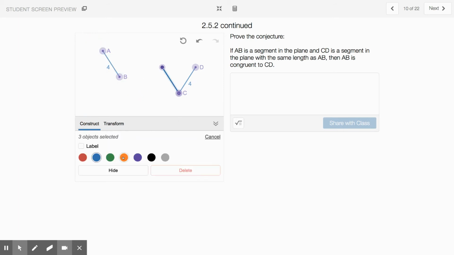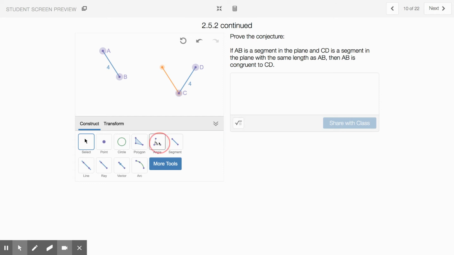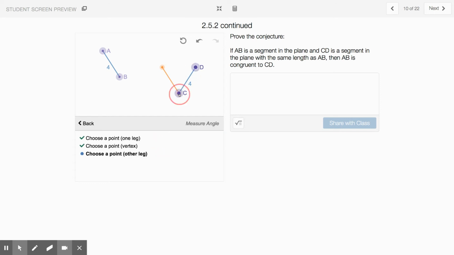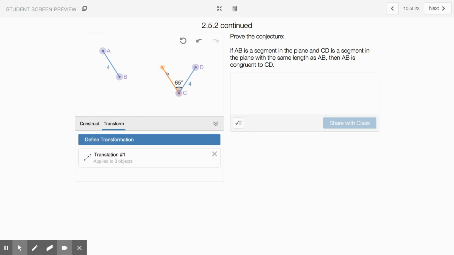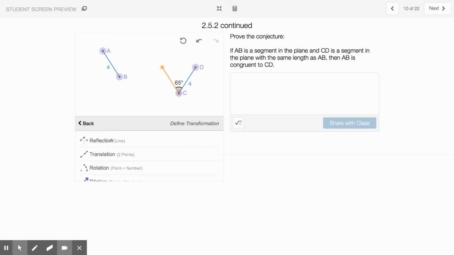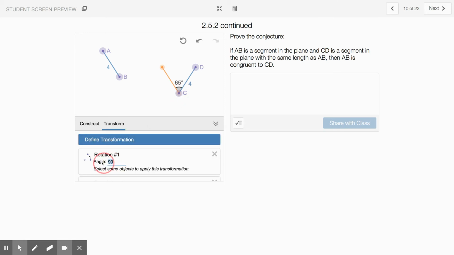And again, I'll make this a different color so you can see it. I need to rotate it by an angle. Well, I need to measure the angle. So to measure the angle, I will just use my construction tool and measure the angle at 65 degrees. And now I want to transform this by rotating around point C. So I need to define the transformation, a rotation around point C of 65 degrees, but it's not going to be in the counterclockwise direction. It's going to be clockwise. So I need to make this a negative 65 degrees.